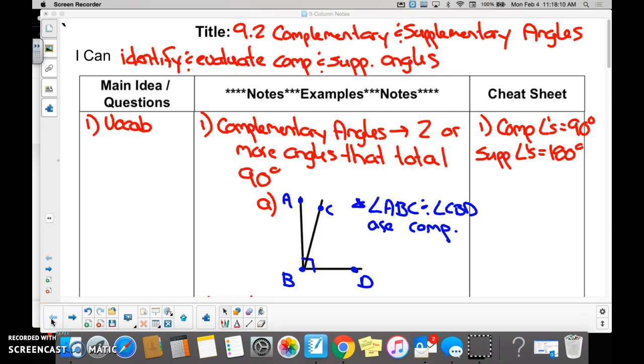9.2 complementary and supplementary angles. I can identify and evaluate complementary and supplementary angles. Thank you, Claire. Can you guys do that?